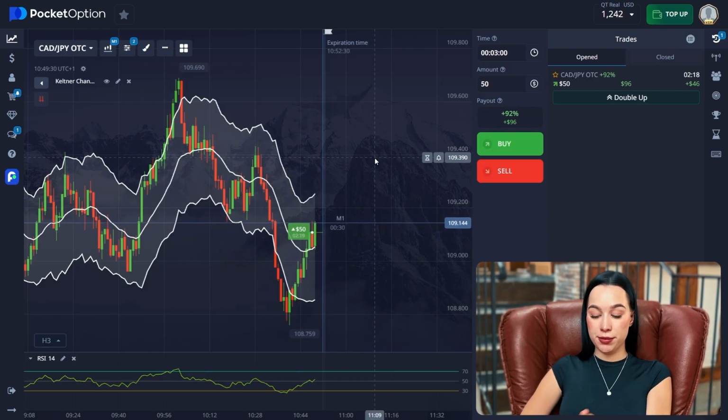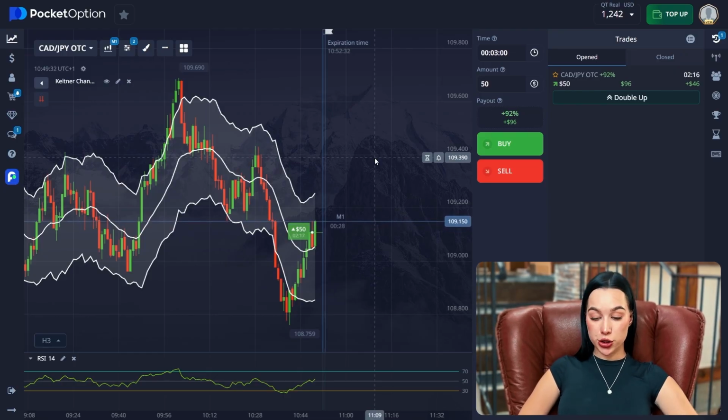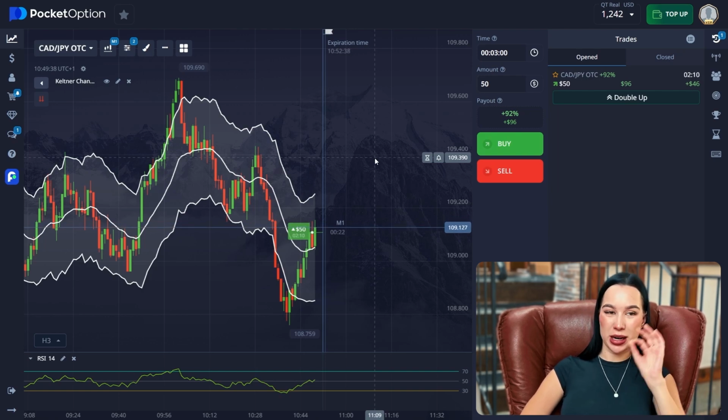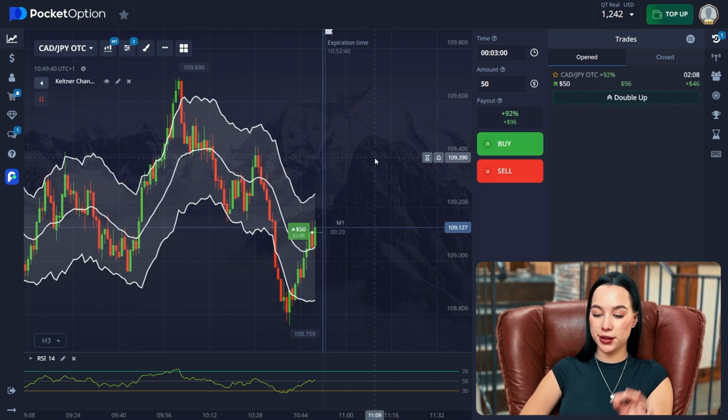So as you can see, I have like $1,200 in my balance, and I use just $50 per trade. In some situations, even when I see that the market fluctuates a lot, there's big volatility, I use only 1% of my deposit. So in my case, it would be just $10 if I had $1,000 in my balance.